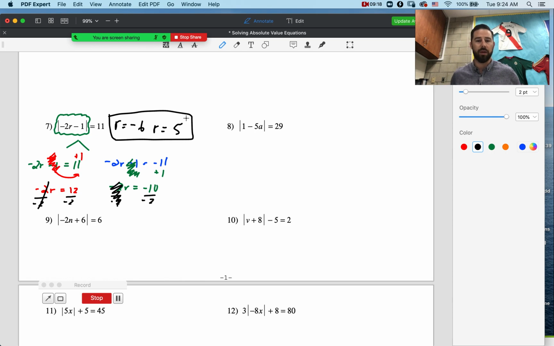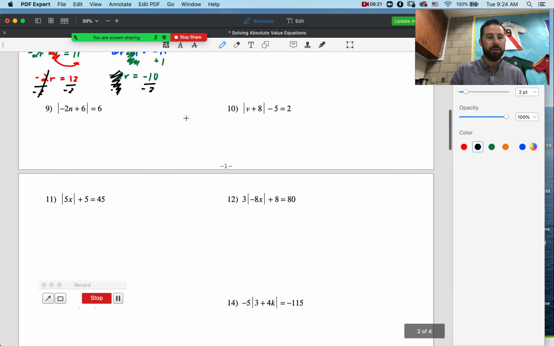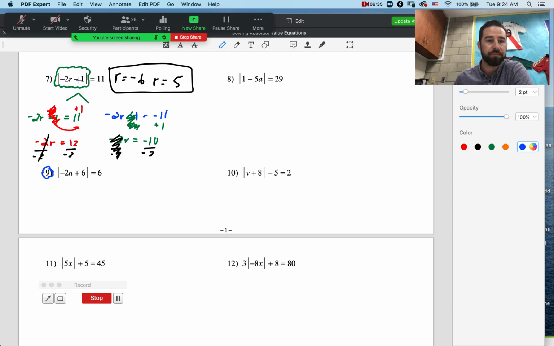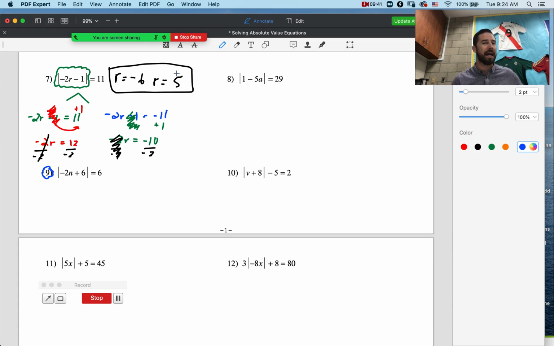Let's see what you can do here. Now, I'm going to have you try number 9 on your own. Just to give you a hint, 9 is exactly like 7. So go through the same process that you did for number 7, but do that for number 9. Press pause, go ahead and attack that. When you're done, press play, and then we can go through it together.